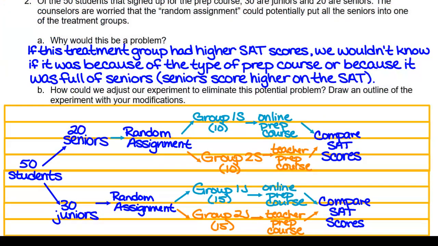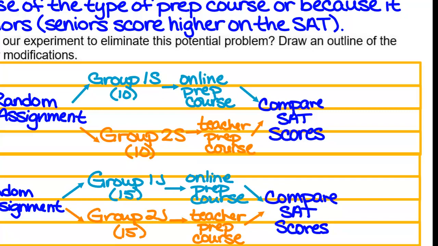Not done yet. I know now by analyzing my results, comparing those SAT scores, which class is better for my seniors. And I know which class is better for my juniors. But I might want to say which class is overall the better choice. Then I would need to take both of these two groups, combine them, and compare.